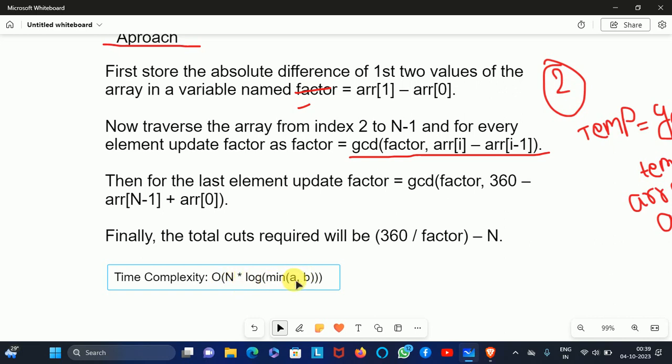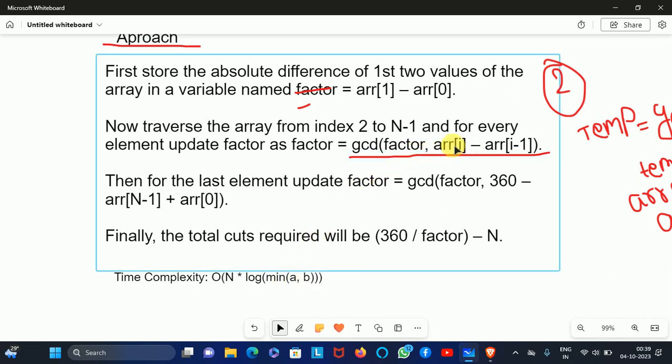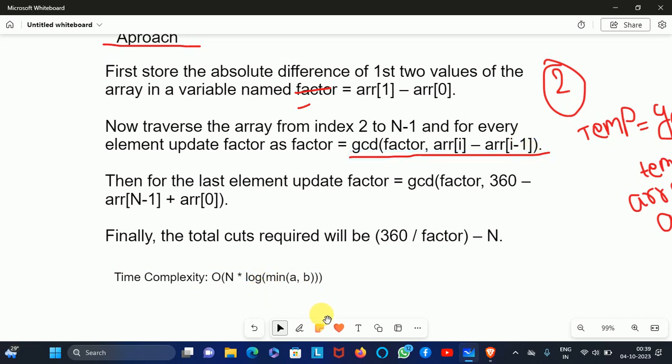A and b are variables, like array of I minus array of I minus 1. This is the time complexity of GCD, I think, and we traverse the whole array of size n, so n into log of minimum of a comma b. So let's come to the coding part.